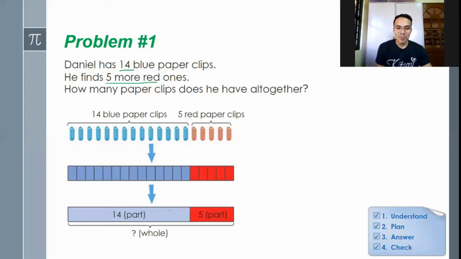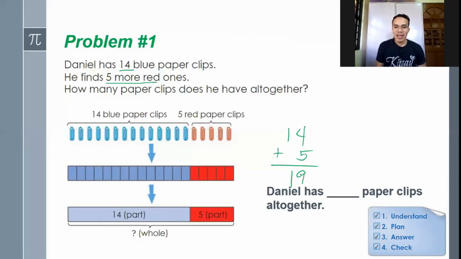So in this case, the parts are given. You're looking for the whole. What do you do? Are you going to add or subtract? The answer is add. We have to put the parts together in order to get the whole. So we add 14 and 5 to get the whole. 4 plus 5 is 9. Then we have here 1. 14 and 5 make 19.